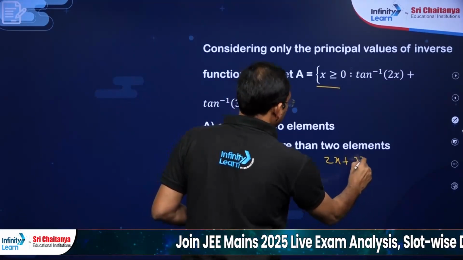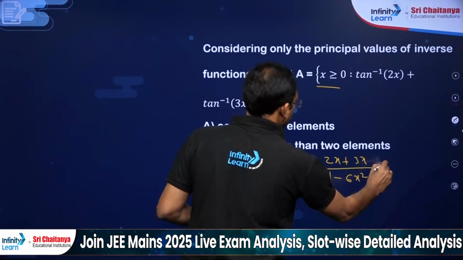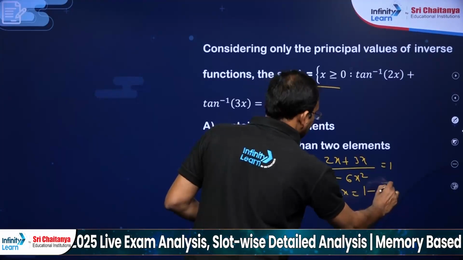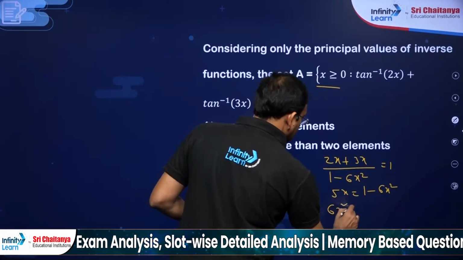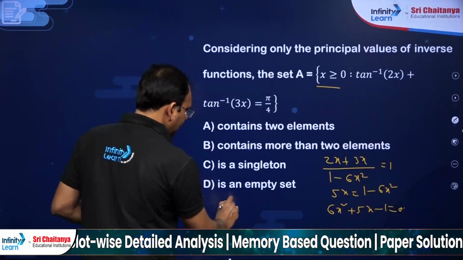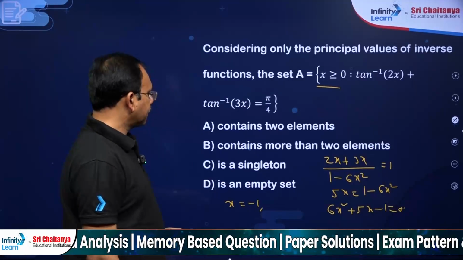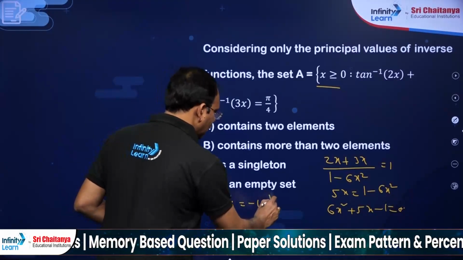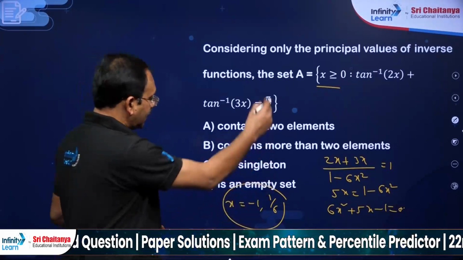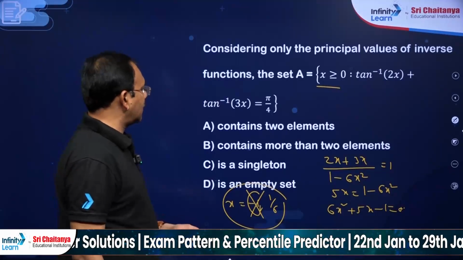Tan a plus tan b by 1 minus tan a tan b, 6x square is equal to 1. So 5x is equal to 1 minus 6x square, 6x square plus 5x minus 1 equal to 0. Clearly x equals minus 1 is one root, and another possibility is 1 by 6. Two possibilities satisfy this. And he said x greater than or equal to 0, so you remove this. 1 by 6 you just check, my dear friends.